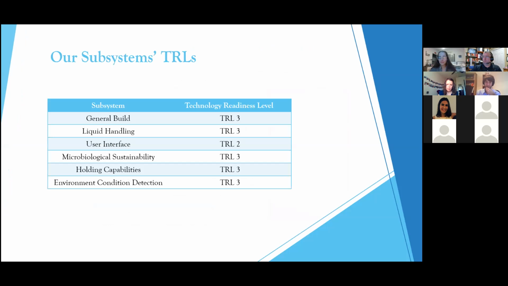So, 5 of our subsystems are at TRL3, which means they have had analytical calculations done on them. And we felt our user interface was at TRL2, because we have the concept for how we want the controls, the code, and the user interface to look, but we have not implemented these yet. Once that has been done and tested, it will be TRL3 as well.